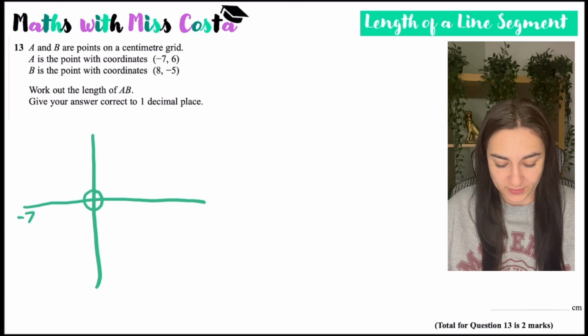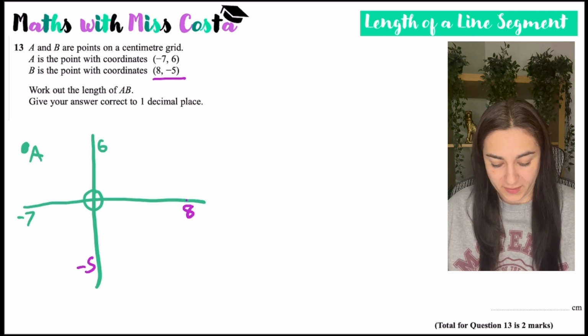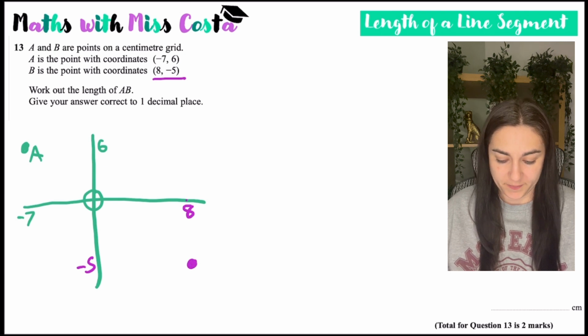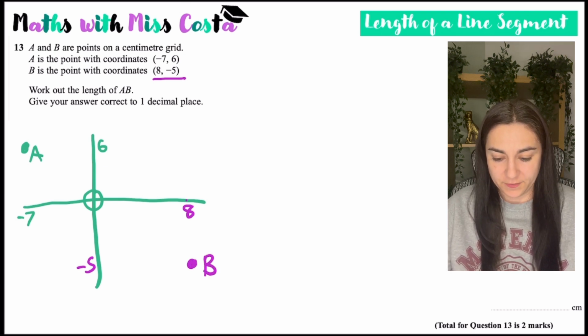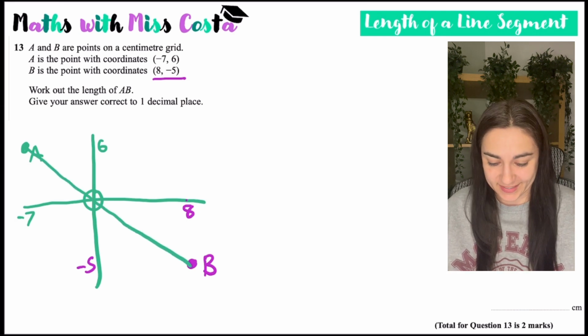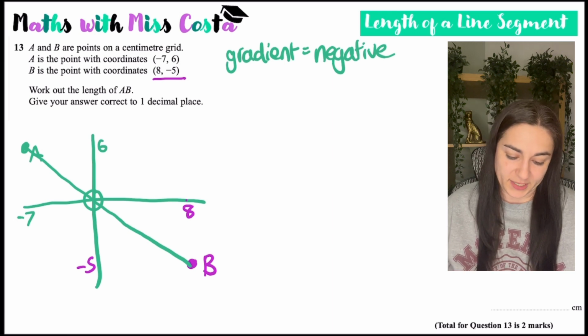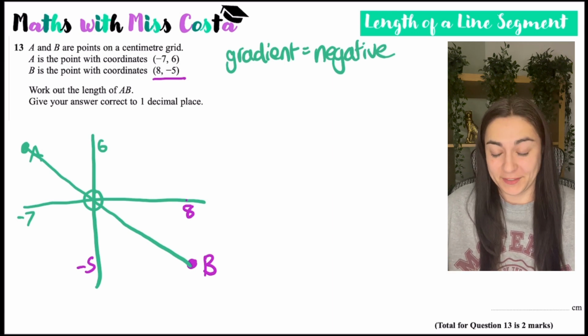So -7, +6, I could just do a rough point here, and that would be A. And then B is the point with coordinates 8, -5, so positive x value, let's say roughly here, negative y value, roughly here. So I can plot that over here. Okay, so that's my coordinate B. And if you just plot what the line should look like, then you automatically know what kind of gradient it's going to have. You know that the gradient is going to be negative, but I don't actually think that matters for this question. But it just helps us visualize it anyway.